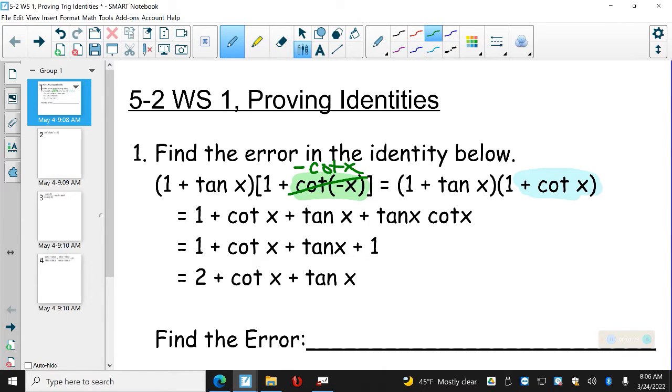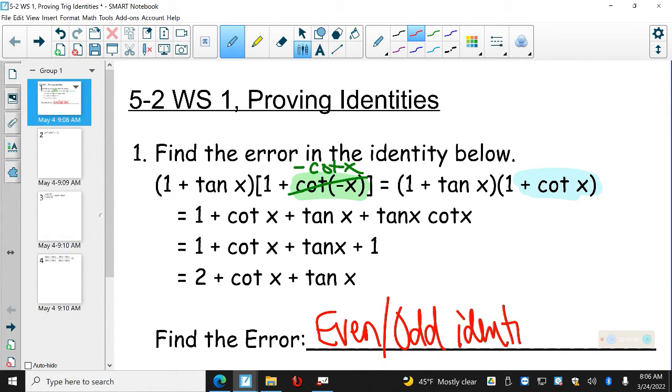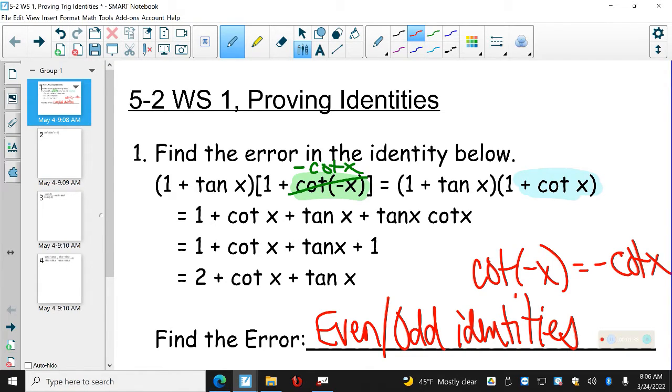So the even and odd identities were not applied. So cotangent of negative x is equal to negative cotangent of x. So that is exactly the first problem that you would have had an issue with. And I promise you on the test, you are going to have a proof on there like this where you are going to have to find the error in the problem. Any questions over what I just said on that?